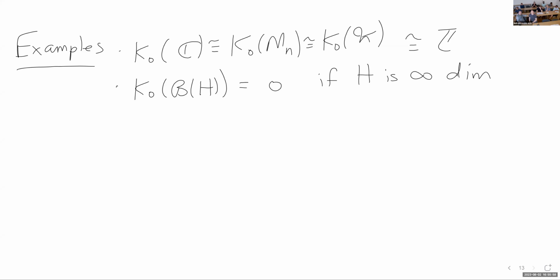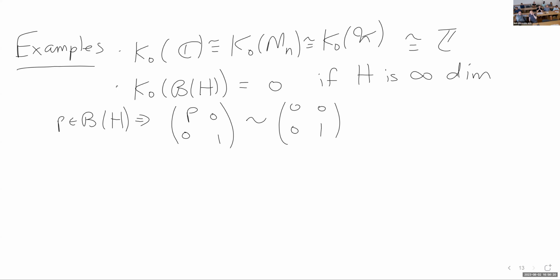The reason for this is that if I take any projection in B of H, then P, the diagonal in M2 of B of H, P001, is equivalent to 0, 0, 0, 1. I mean, because they're both projections with the same dimensionality of the range, infinite dimensional range. So this means that P plus 1 is 0 plus 1 for these.